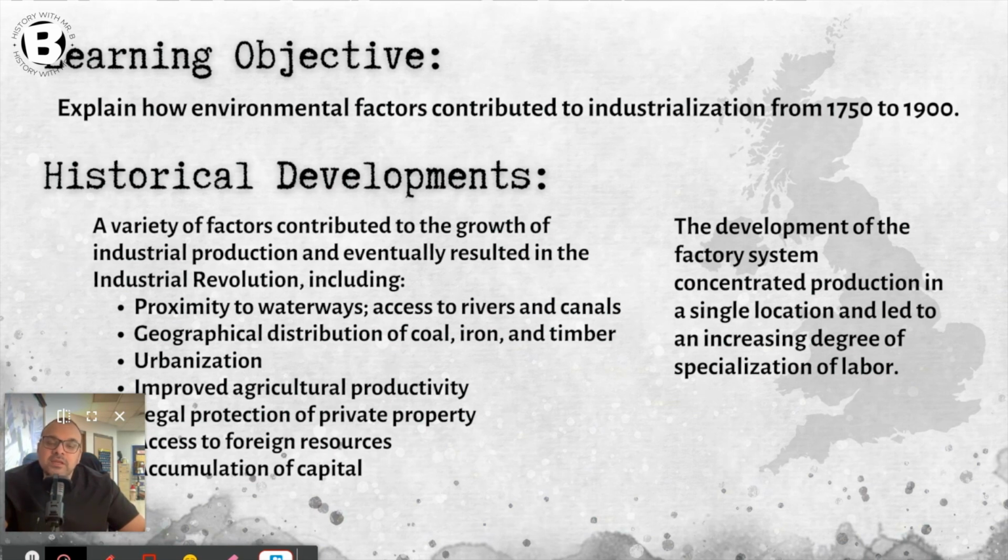accumulation of capital. We're also going to talk about the development of the factory system in general, concentrating production in a single location, leading to an increased degree of specialization of labor. So we're going to talk about all of those major changes that take place during this period. Now, the focus here is typically going to be on Britain. We're going to talk about Great Britain, and the reason is because this is really where the Industrial Revolution gets its start.